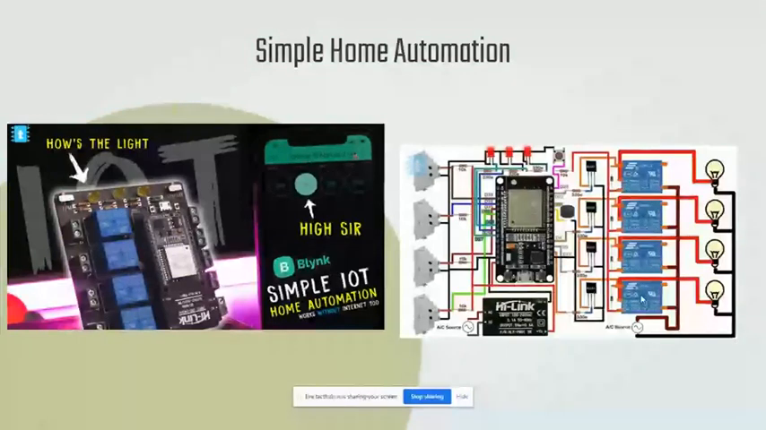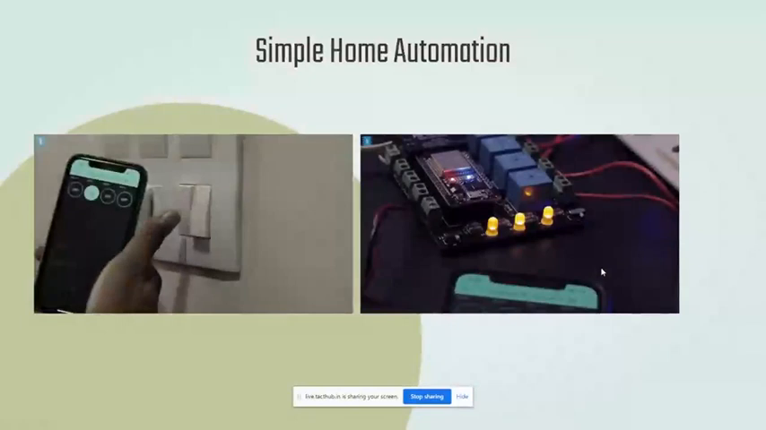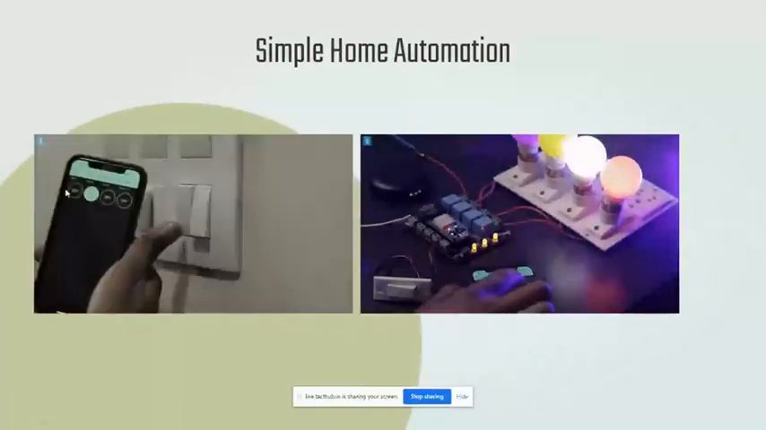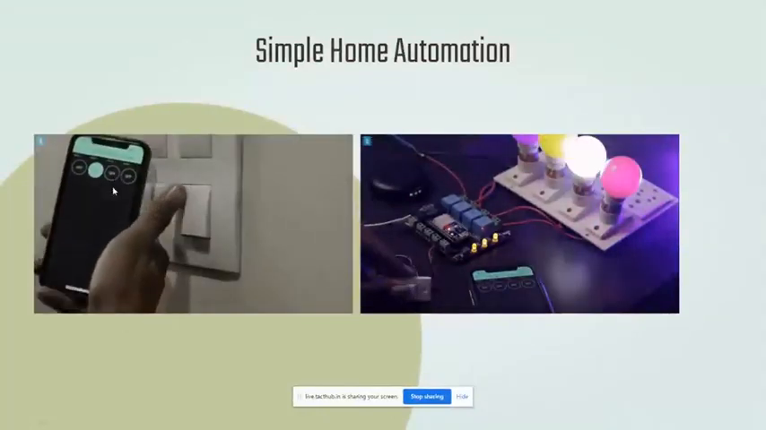When the relay gets activated, this red line is joined together. After that, it supplies energy to the particular bulb, and it glows. When we switch on this particular application, this ESP gets the positive signal and activates the relay. That is shown in the simple home automation. Here on the left-hand side they are operating the switch, and it will indicate on the Android application.